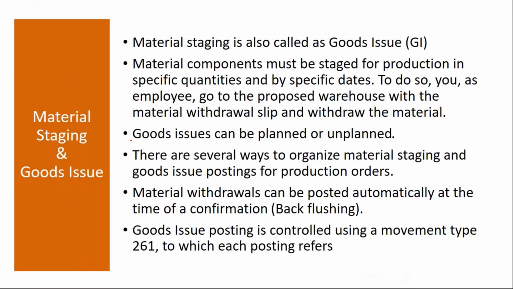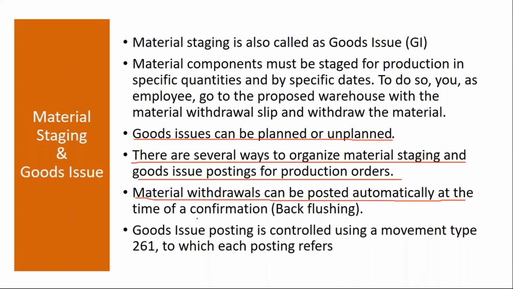Goods issues can be planned or unplanned. This I will show in the system. There are several ways to organize material staging and goods issue postings for a production order. We have a lot of options, several methods. We will see that in the system. Material withdrawals can be posted automatically at the time of a confirmation. So there is a manual activity and there is also an automatic posting. This automatic posting is called backflushing. This also we will see in the system.